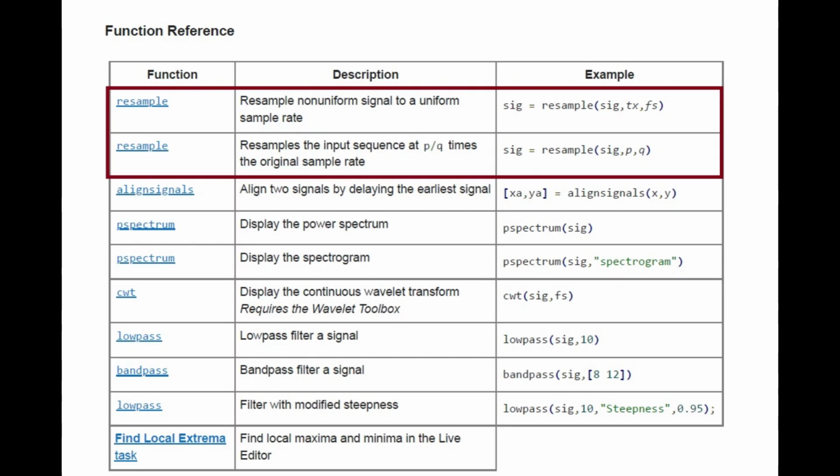Example: sig = resample(sig, tx, fs). Explanation: this function converts a signal sampled at irregular intervals to one sampled at a uniform rate.